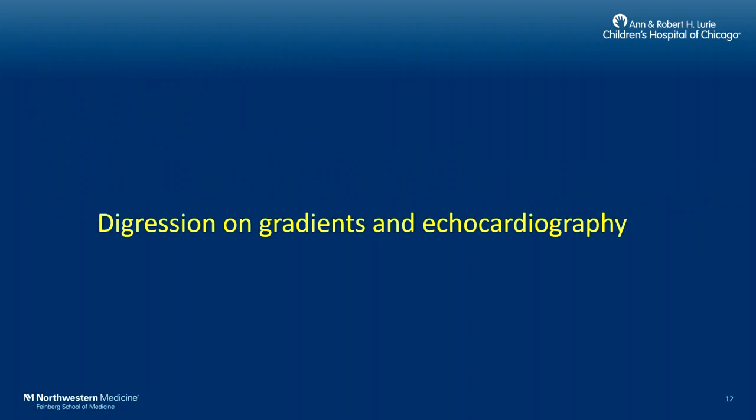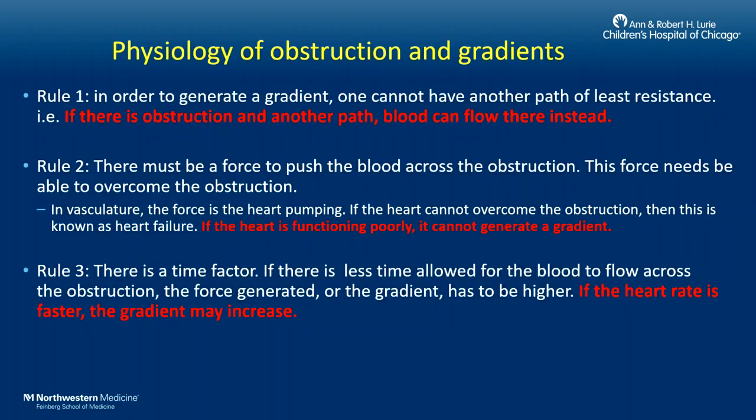So I'm going to digress on gradients and echo. In the echo, you'll just see the reports. Do we have a gradient or do we not? So, physiology of obstruction and gradients. These are my rules of gradients. In order to generate a gradient, you have to have just one path of blood flow, and there cannot be another path of different resistance. If there is, the blood will seek the path of least resistance.